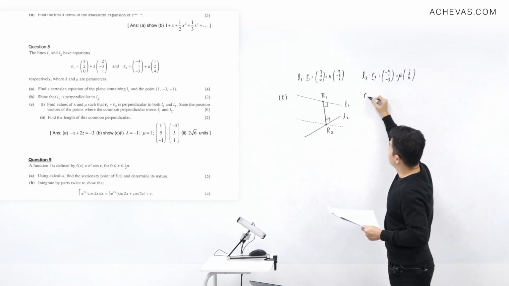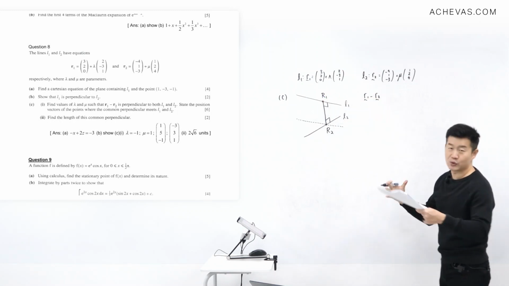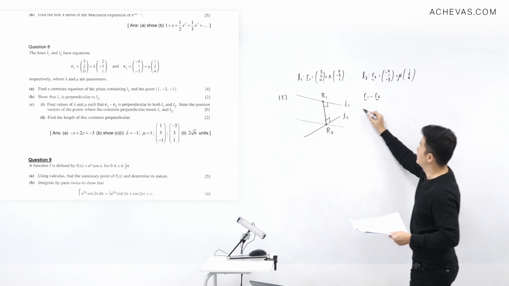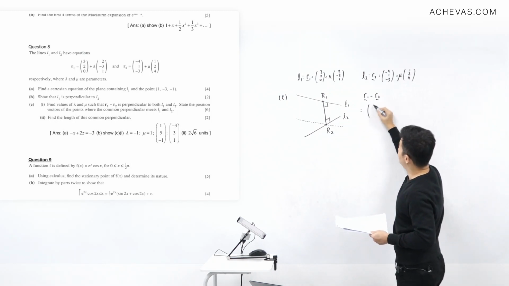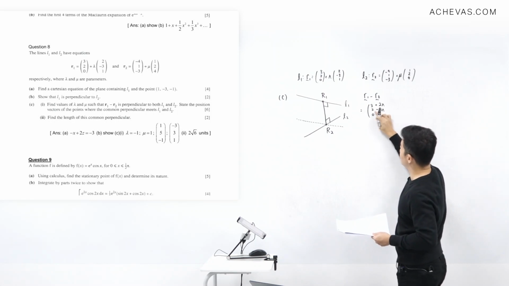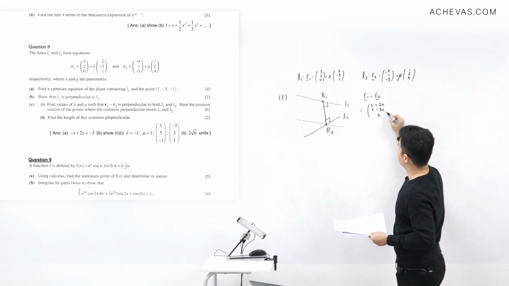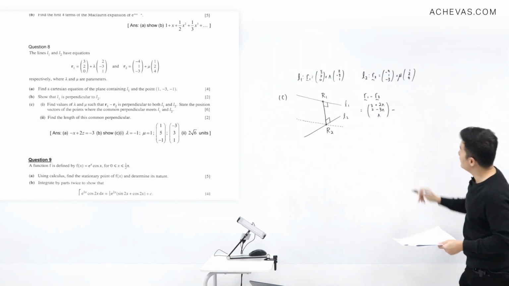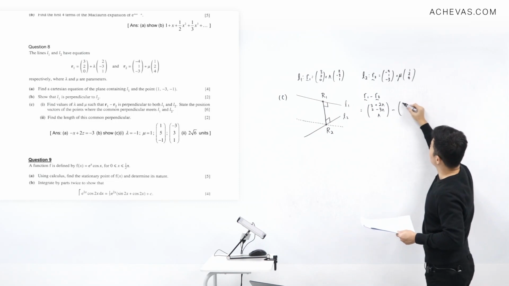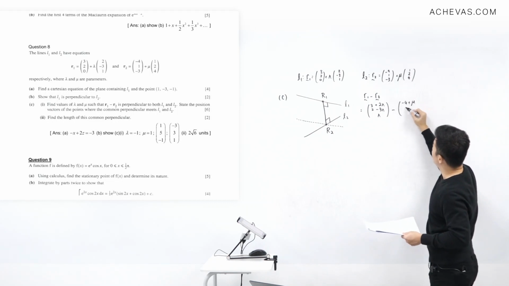The question says we are looking at R1 minus R2. And we know what R1 is, we know what R2 is. So let's just find R1 minus R2 first. This will be R1, which is (3, 2, 0), plus lambda (2, 1, -3), so 2 lambda, then lambda, then minus 3 lambda. Okay, this is weird. I'm going to erase this, then I'll have just lambda. So it will be this, minus away this, which is equal to (-4 + mu, 1 + 2 mu, -3 + 4 mu).